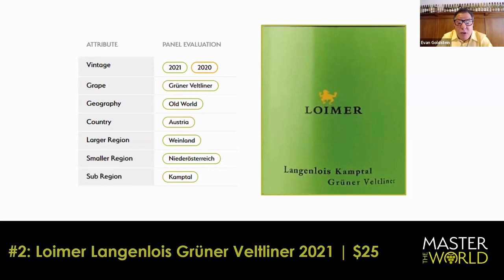And this is just a basic one. It should be pointed out that so many of the better Grüners, very much like Riesling, in both Austria and Germany next door, are very site-specific. In this case, they're coming from Erste Lagen, or single vineyards, of which the Leumer family has either five or six. I don't remember what I read, or I can't read my writing one way or the other.